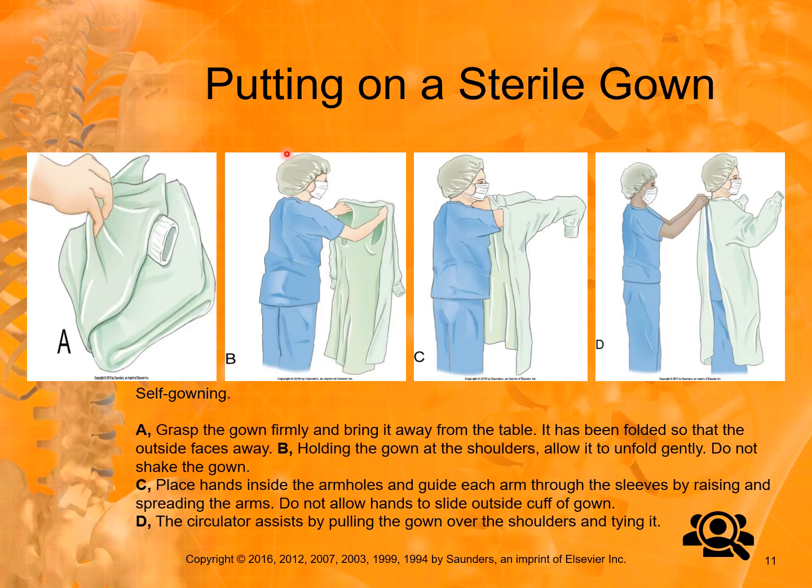Putting on a sterile gown. Self-gowning. Grasp the gown firmly and bring it away from the table. It has been folded so the outside faces away. Holding the gown at the shoulders, allow it to unfold gently. Do not shake the gown.